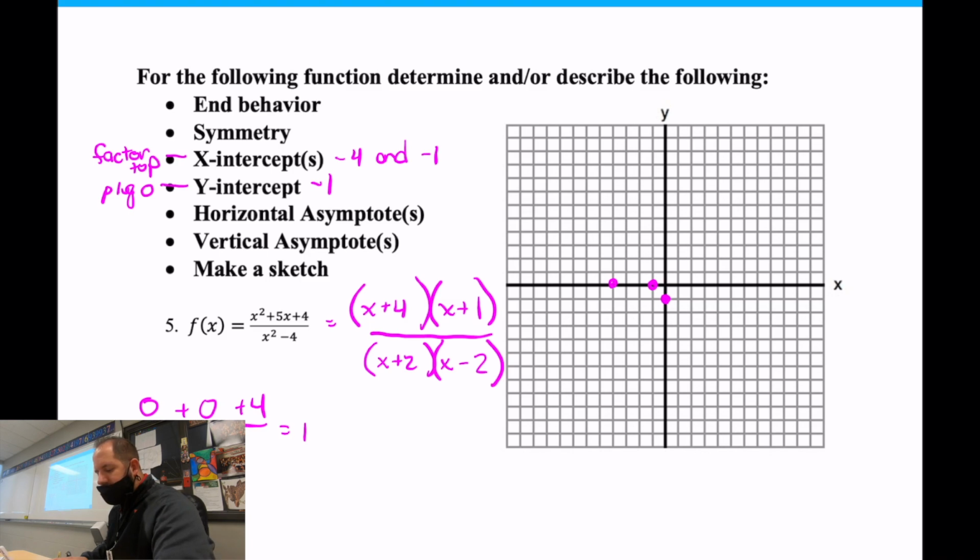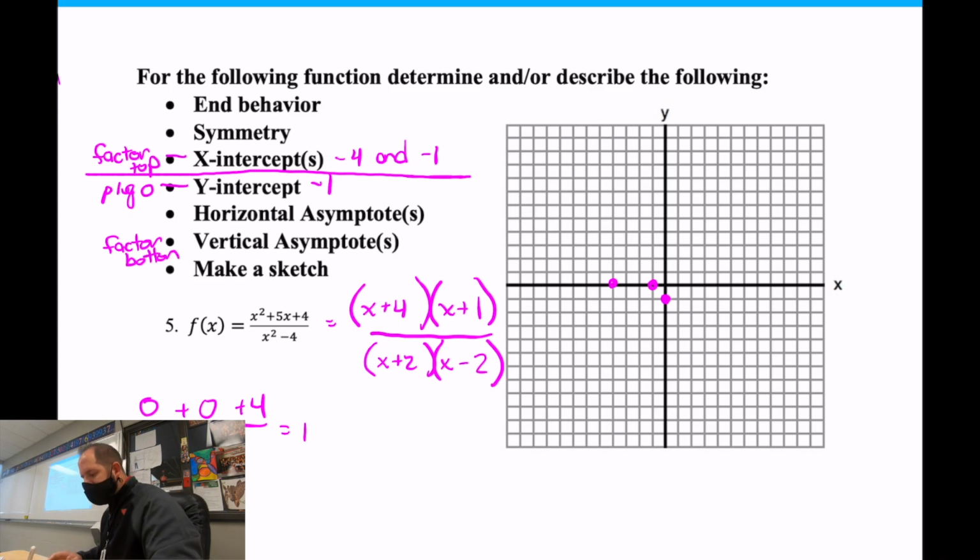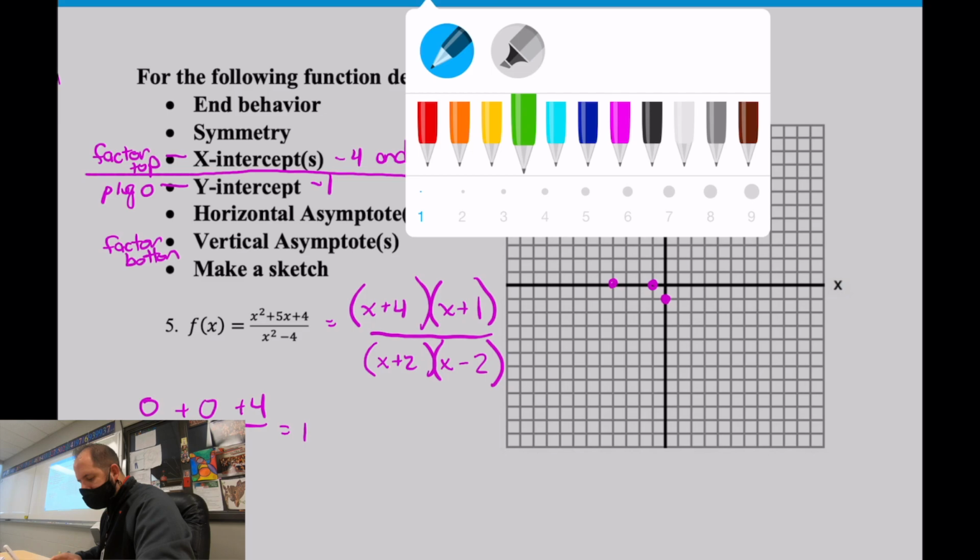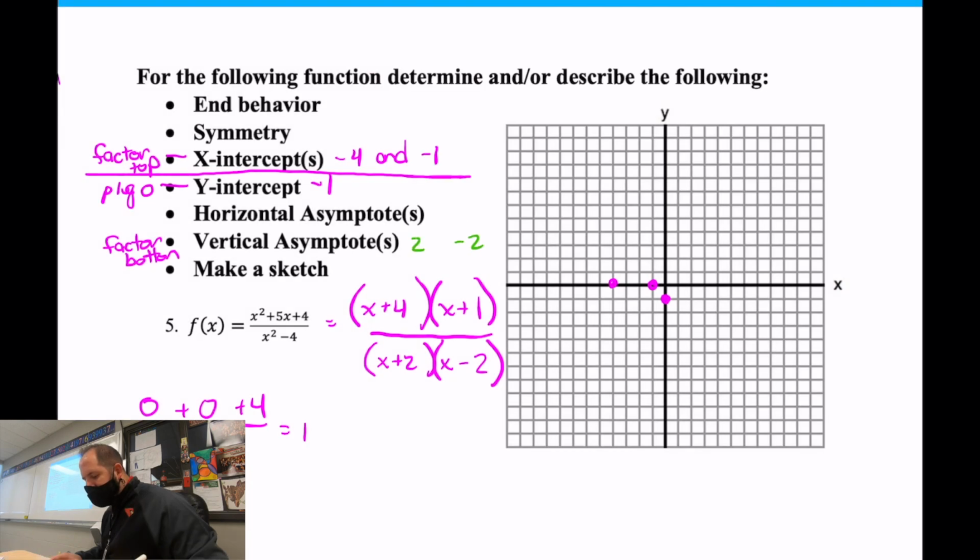Okay, if that makes any sense to you. Vertical asymptote. Are we good so far? All right, vertical asymptote, that's why I factored the bottom. So for vertical, I factor the denominator, which is the bottom. Okay, so when we factor the bottom, what are my two numbers on the bottom? 2 and negative 2. All right, so 2 and negative 2 is how I factored the bottom. So 2 and negative 2.